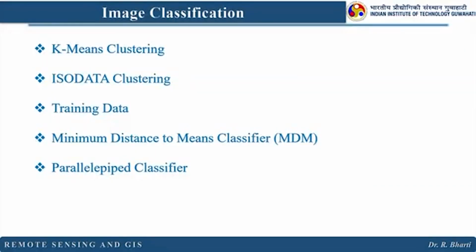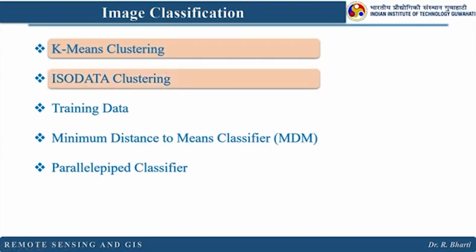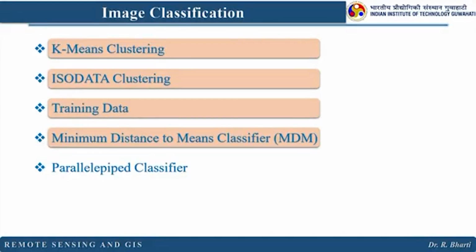In my last lecture, I covered k-means clustering, then the second one was ISODATA clustering. Then in supervised classification, I started with how we select or provide training data. That we have already discussed. Then in supervised classification, I started with the minimum distance to mean classifier.